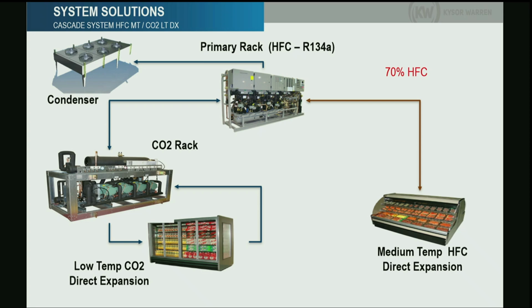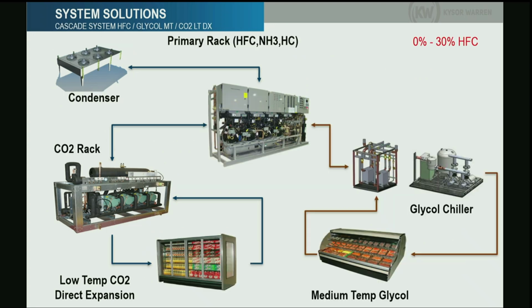If we change the medium temperature portion, instead of being HFC, we have glycol, the system becomes like this. You have glycol chillers here with pumps feeding your medium temperature cases. The CO2 doesn't change from the previous one. We still have the same. And you have your HFC. In this case, the HFC only chills the glycol here and only condenses the CO2 here.